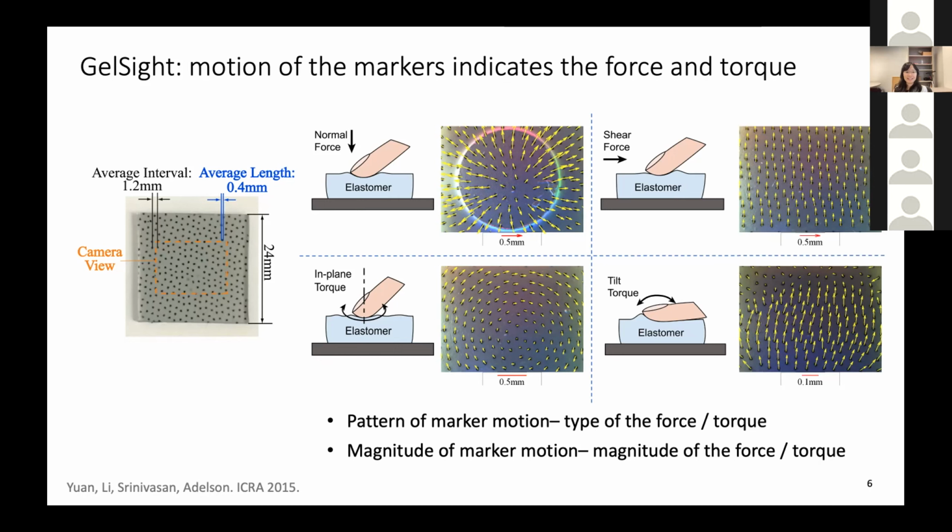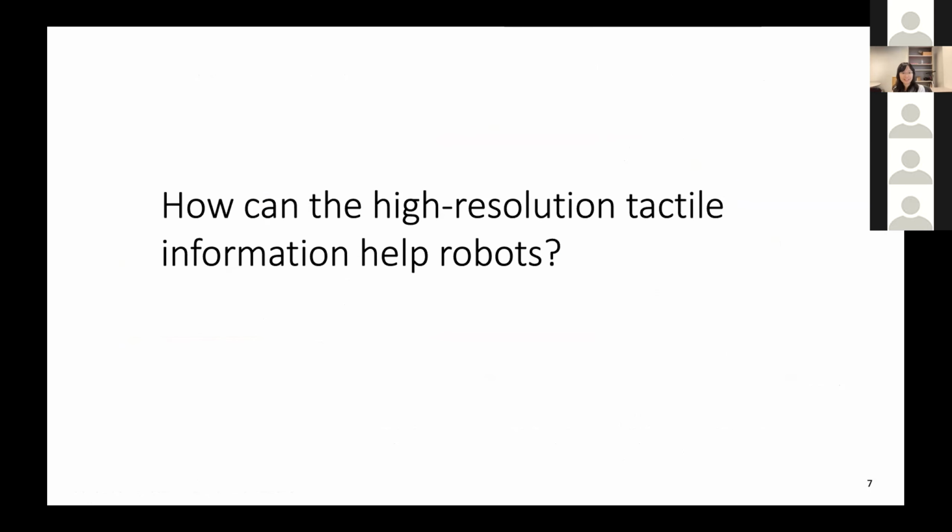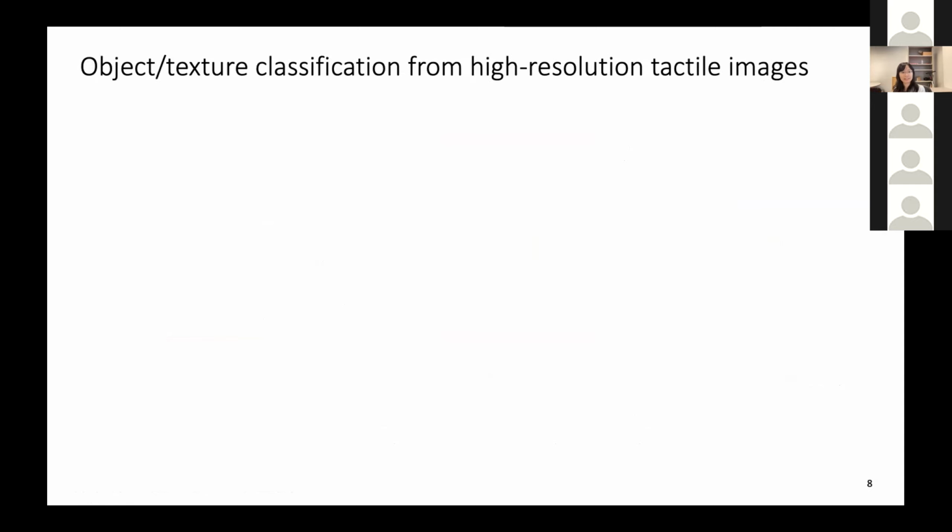Okay, now we know how the sensor works. It's pretty nice since it can provide very rich information about both the geometry and the force. Now the question is, how can this high resolution tactile information help robots? The simplest thing we can think of is that since we now have high resolution information about geometry, we can get a precise measurement of the shape of the objects and the textures. So we can easily recognize the textures and object shapes based on those high resolution tactile images.